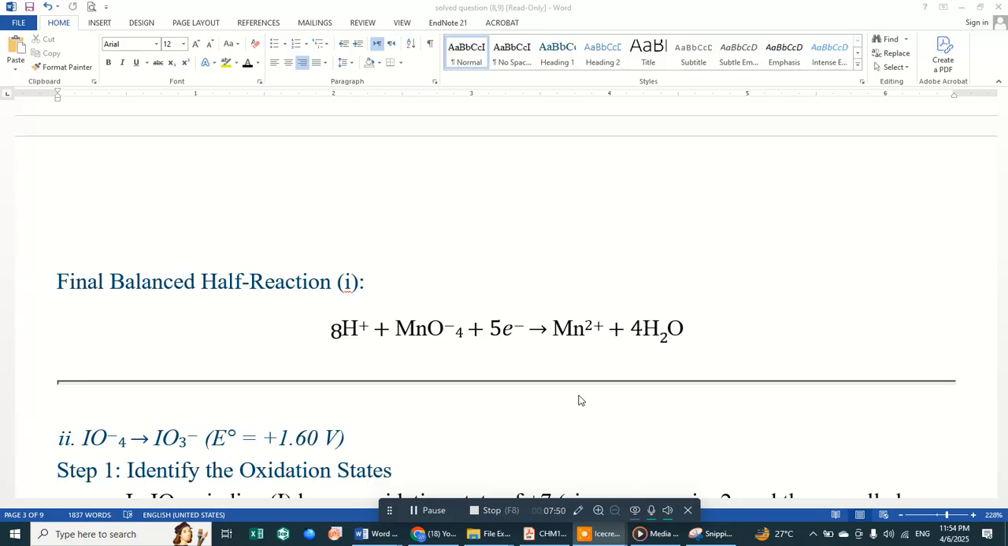That's a very simple and easy method to balance the equation in acidic media, and every equation in acidic media can be balanced in this way. So simple.